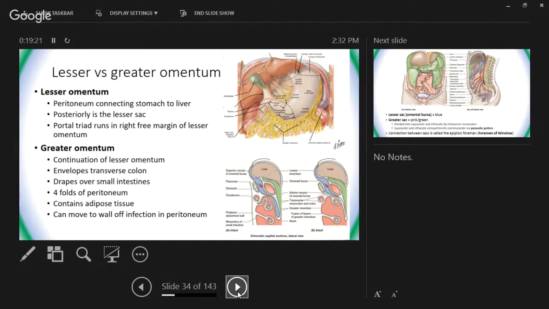It's four folds of peritoneum and contains a lot of adipose tissue. They can actually move to wall off infection in the peritoneum. So I think they call it an organ. I don't know if that's true. Apparently.